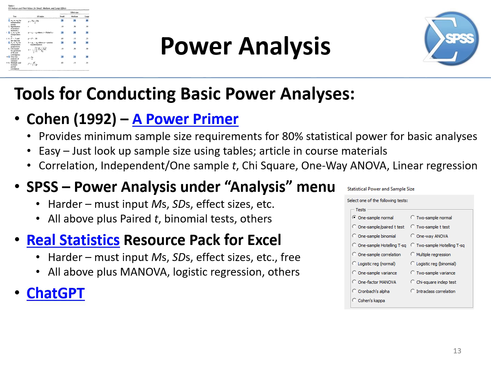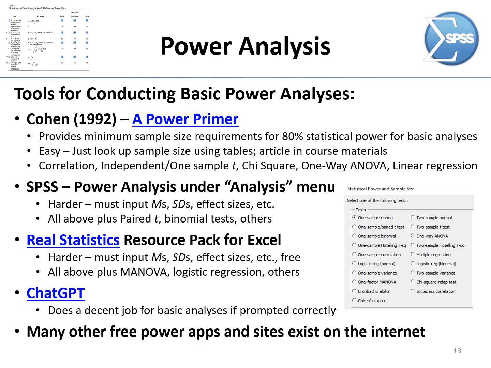So ChatGPT is another option. It does a pretty good job of calculating effect sizes or minimum required sample sizes for 80% power. For basic analyses, you just have to prompt it correctly. And then there are lots and lots of other free apps and websites on the internet. All you've got to do is Google the name of your statistical test plus statistical power, and a bunch of different options will pop up.